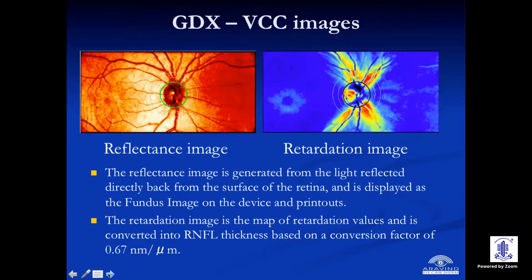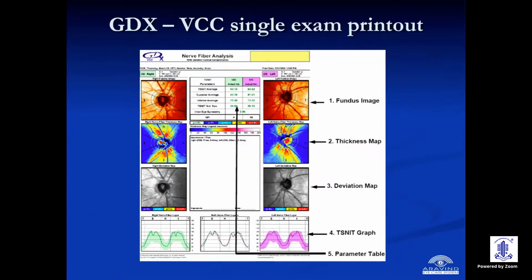So this is the reflectance image, and this is a retardation image you get in a printout of the GDX. The reflectance image is generated from the light reflected directly from the surface of the retina and is displayed as the fundus image on the device and the printouts. The retardation image is the map of retardation values and is converted into RNFL thickness based on a conversion factor. So this is a GDX VCC single exam printout.